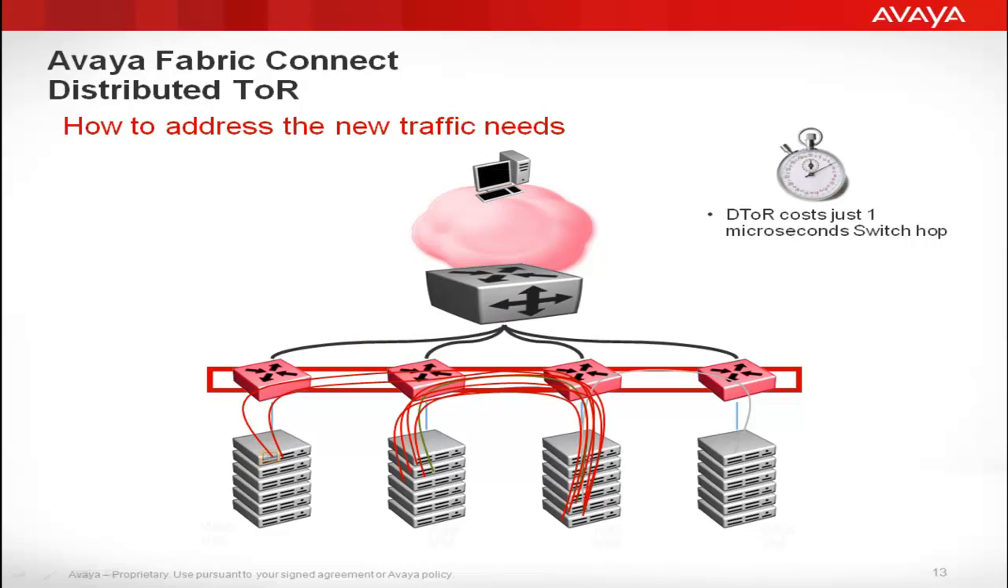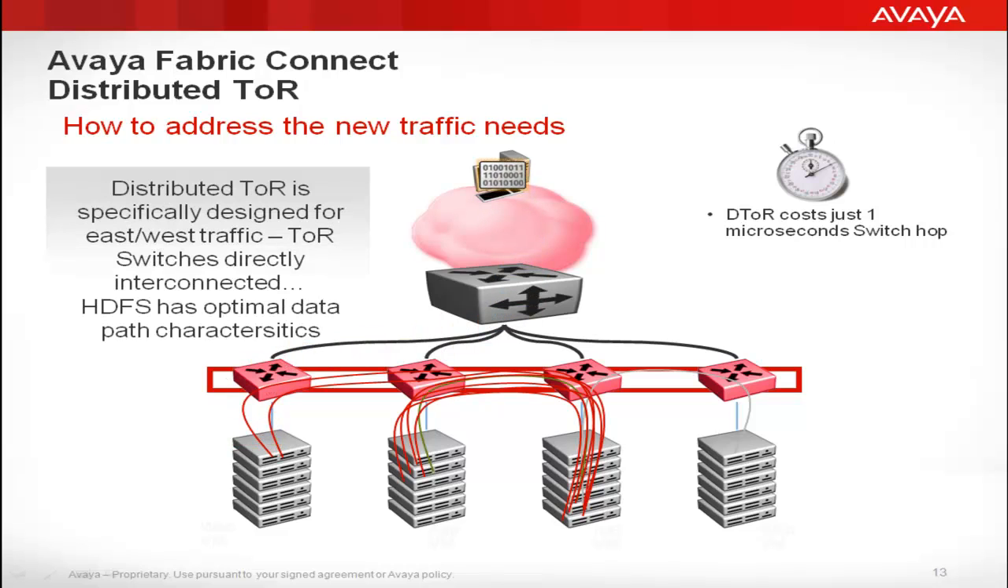We at Avaya have anticipated this change of data center traffic patterns. As such, we have taken a much more straightforward approach. We call it distributed top-of-rack, or DTOR. Top-of-rack switches are directly interconnected using very high bandwidth backplane connections. These 40 gig plus connections provide ultra-low latency direct connections to other top-of-rack switches to address the expected growth.